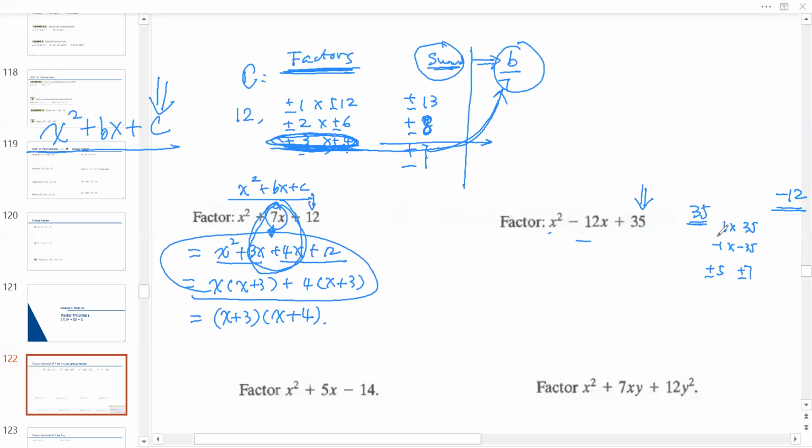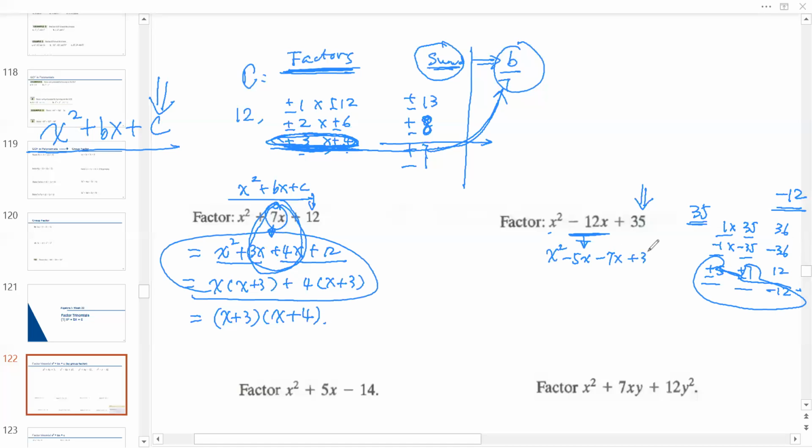No. So the sum of these two is 36. The sum of these two is -36. The sum of 5, 7 is 12. The sum of -5, -7 is -12. So only -5, -7 match up here, right? So we take -7, -5 as the breaking down. So it means this one can be broken down as -5x and -7x.